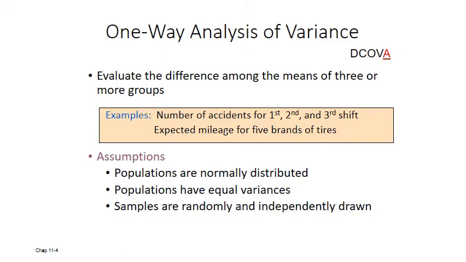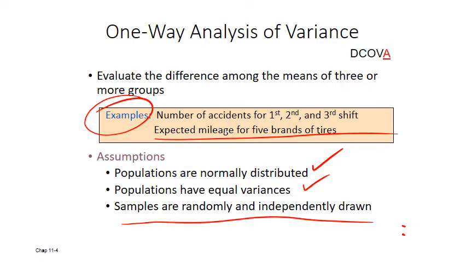So as I said, in analysis of variance, we discuss means among different groups. Here you can see, for instance, an example: the number of accidents for first, second and third shift, or expected mileage for 5 different brands. And there are assumptions like before: the population is normally distributed, populations have equal variances, and samples are randomly and independently drawn.